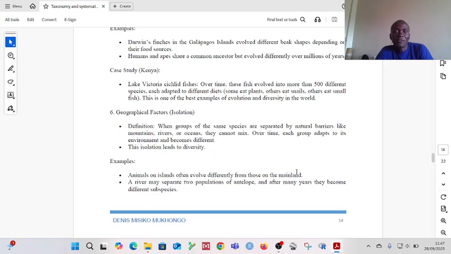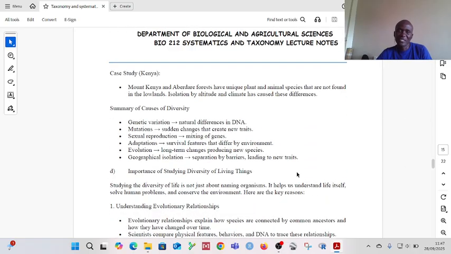So the ones in the colder part will adapt to the coldness na zitakuwa na tabia fulani. The ones on the hot environment will adapt to the hotness na zitakuwa na tabia yenye iko tofauti na hizi zingine. So this bit of isolation is what has led to the differences. So this isolation has led to diversity. Okay? That isolation is what has led to diversity.